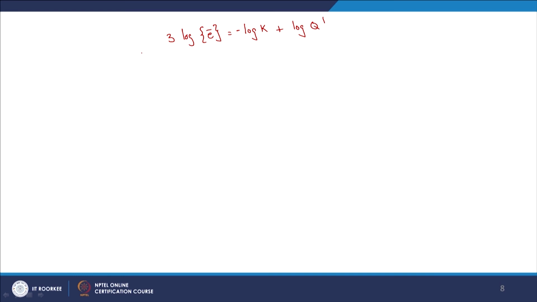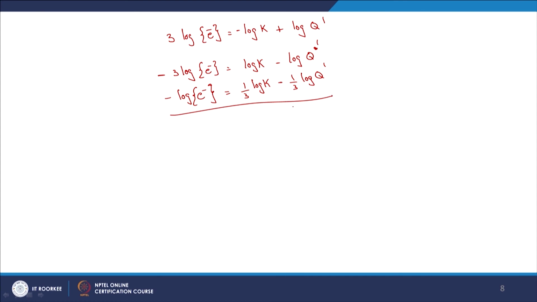Because I want to express it in terms that I am going to use later, I am going to multiply it by -1. Minus 3 log electron is going to be equal to log k minus log q dash, right, and I am going to divide by 3. Minus log electron is equal to 1 by 3 log k minus 1 by 3 log q dash, right.